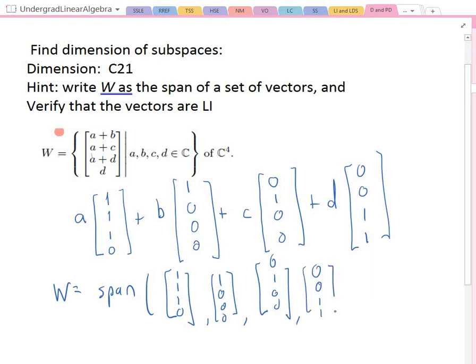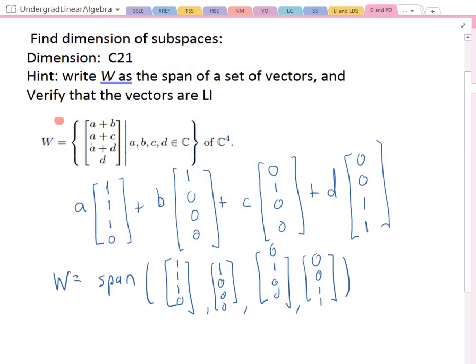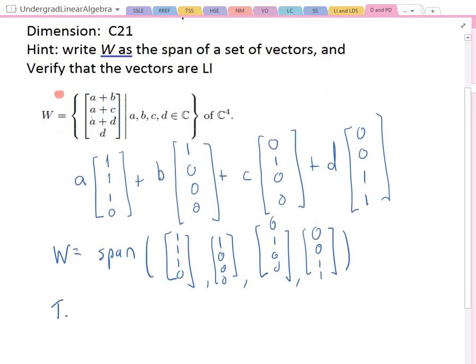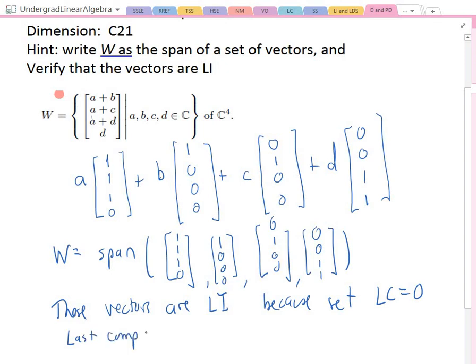All right. Now, question is, are these vectors linearly independent? I need that in order to show that this is a basis. Okay. These vectors are linearly independent because, set the linear combination equal to 0. If I set the linear combination equal to 0, think about what happens with the last component. The last component tells me that D equals 0, right? Because here I get A times 0 plus B times 0 plus C times 0 plus D is going to be equal to 0.